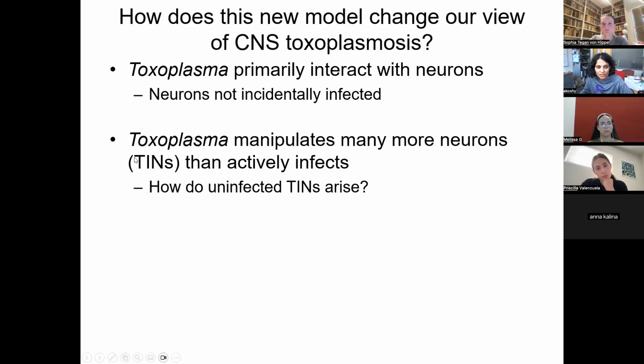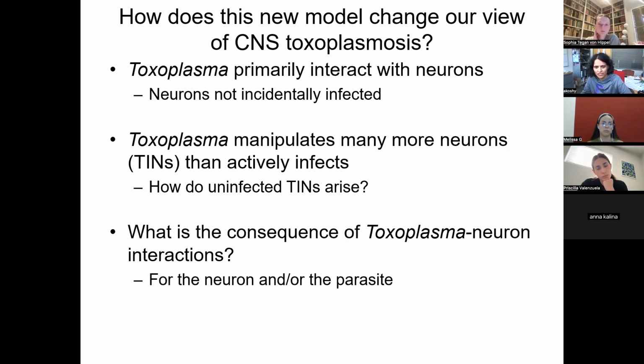And so this leads to a question that we'll talk about in just a minute: how do uninfected, injected neurons arise? Is it that neurons can clear parasites, or is there really just a massive amount of aborted infection? And why would you do that? If you're a parasite, why would you waste all that energy to inject these proteins? Okay, and then what are the consequences of these Toxoplasma-neuron interactions for the neuron and for the parasite?